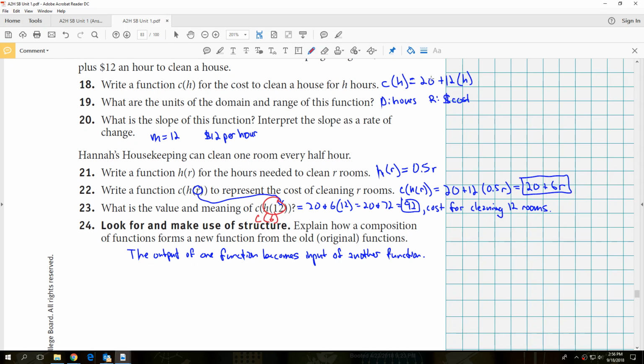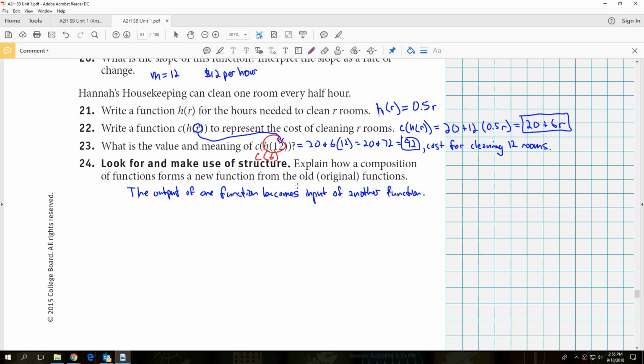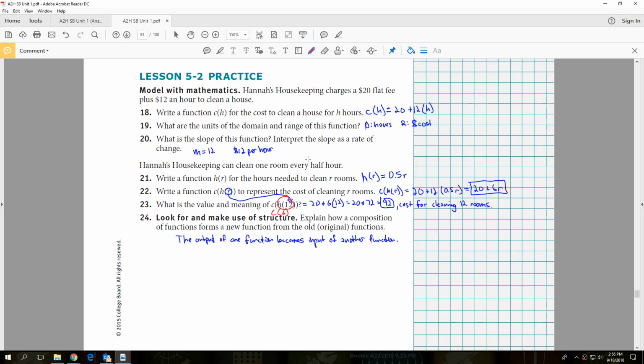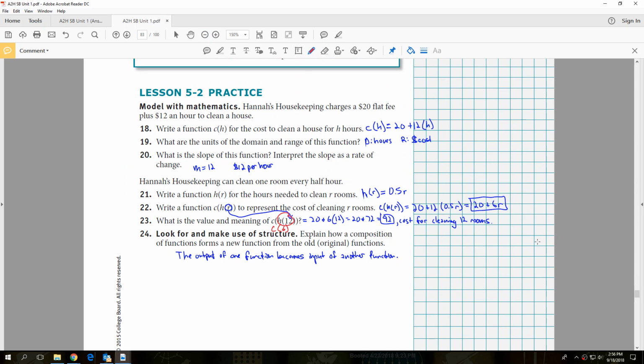Where's my c? There, or c of h. There it is. So 20 plus 12 times 6, which would be 20 plus 72, which would be 92, and you'd get the same thing. So the output of h of 12 became the input of c of h. All right. So I'm going to scroll out here, and that should take care of lesson 5-2 practice.